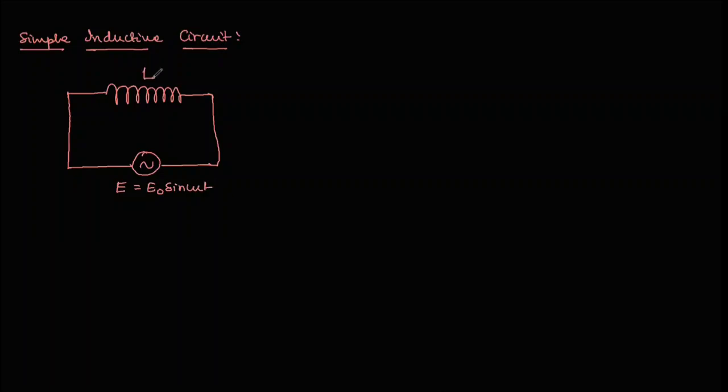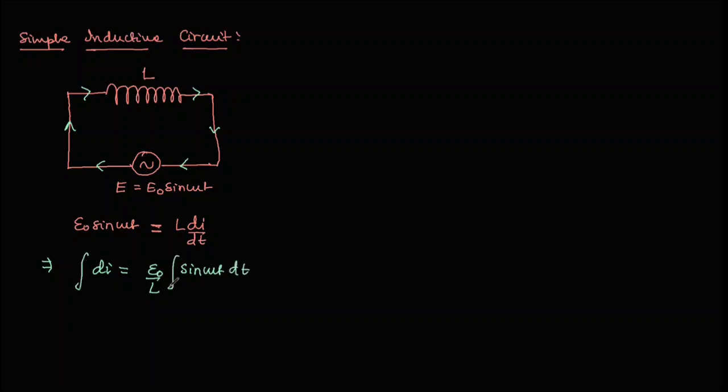So if we go with the equation, I can write that E naught sine omega t is equal to L di by dt. You can also write it from Kirchhoff's equation: E naught sine omega t minus L di by dt equal to 0, because as the value of current tries to increase in this inductor, it will try to oppose it. And from here we write that di is equal to E naught by L sine omega t dt, and we are integrating this expression.